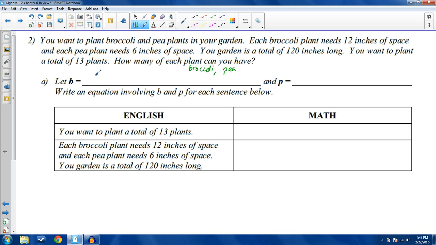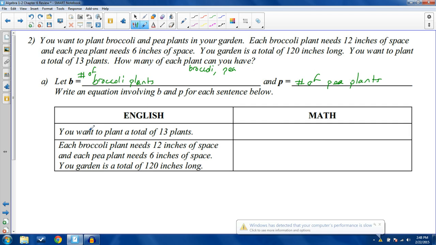Okay, B is the number of broccoli plants. P is the number of pea plants. And I promise you, if you define your variables correctly, you will probably set up your equations more efficiently. Because when a lot of people ask me, okay, how do you do this problem? I'm looking at your variables and you say B equals broccoli, and I say, what does that mean? And as long as you can clarify it, you normally start to figure it out a little bit more.